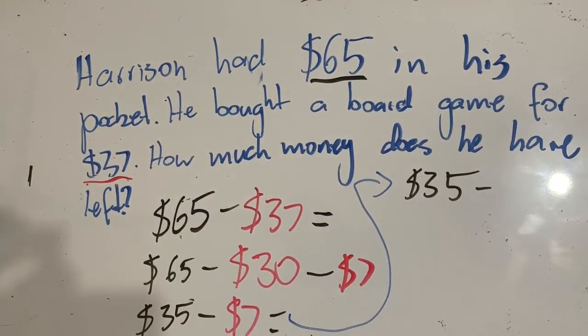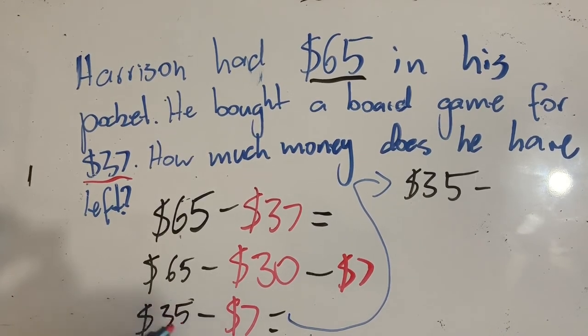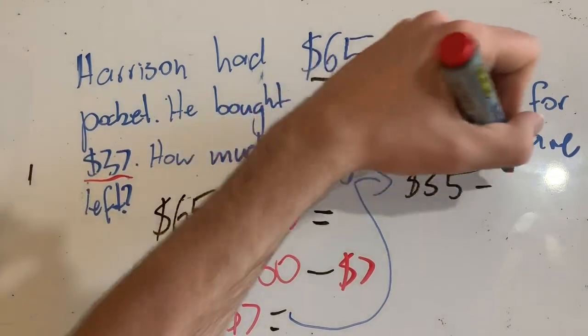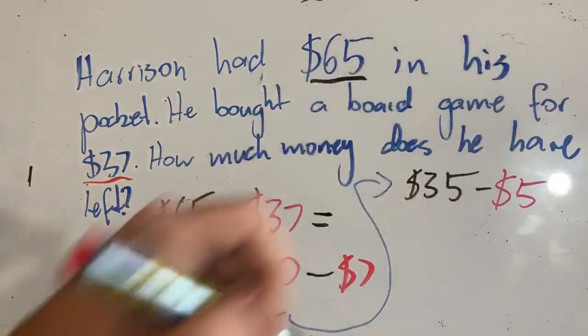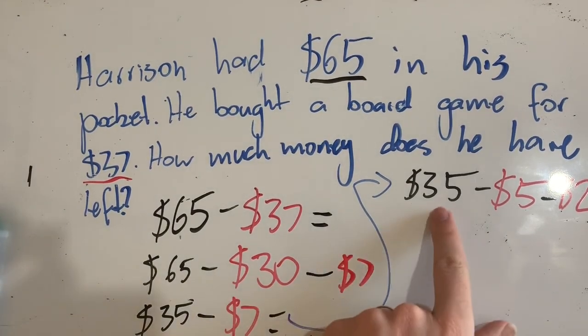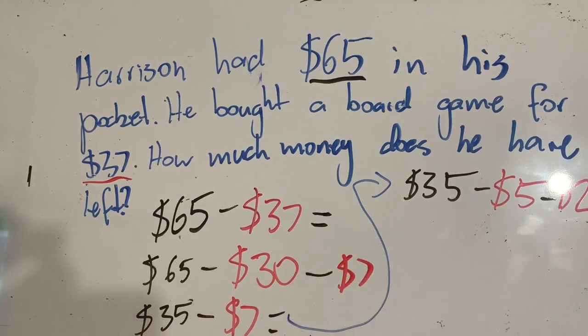$35 minus... So what do I need to get this $35 here to a multiple of 10? I need to subtract 5. So I need to pull 5 out of the 7. And that'll leave me with $2 left over. Okay, now in my mind, this is nice and easy. I can go now 35 minus 5, which will take me down to $30.